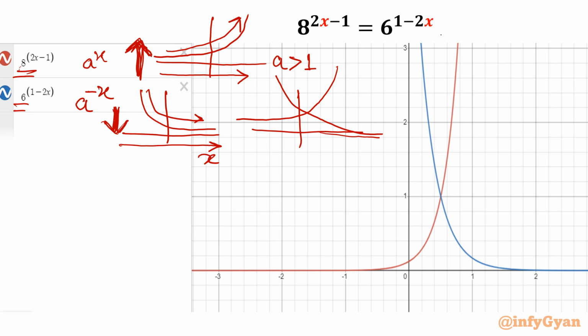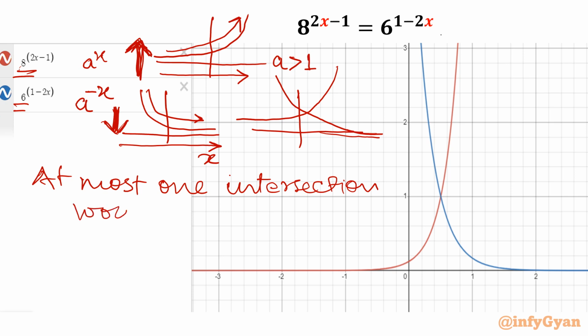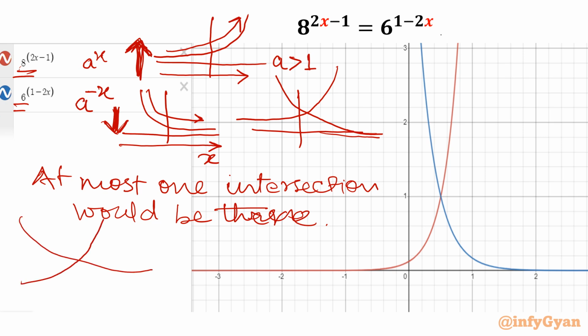It is not intersecting the x-axis. So at most we will get one intersection. At most, one intersection would be there. Why? Because one function is monotonic increasing and another function is monotonic decreasing. One is dipping down, another is rising up.